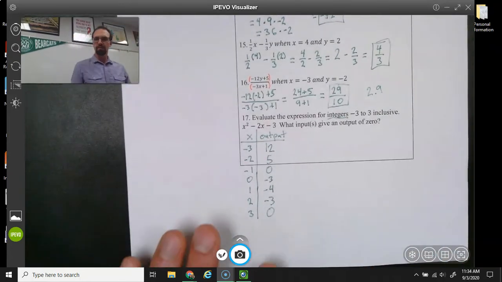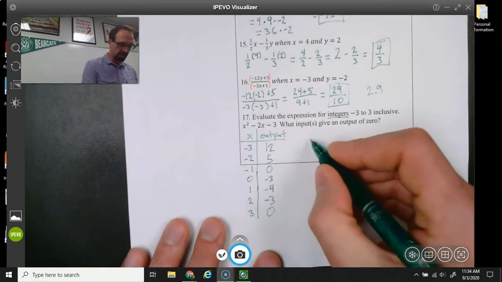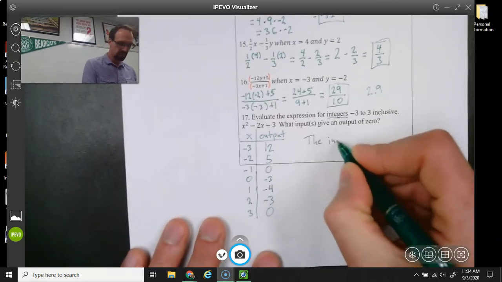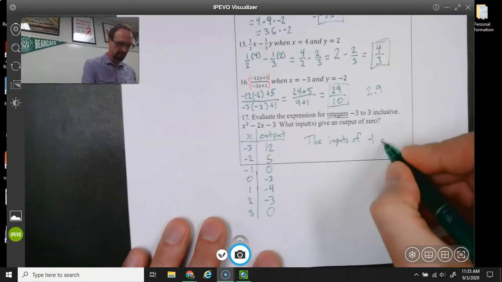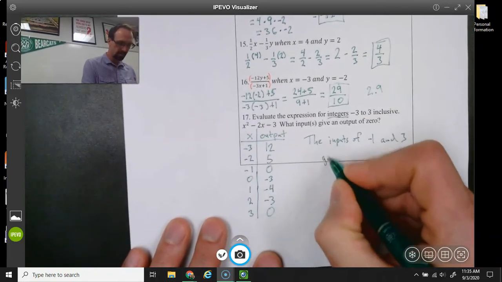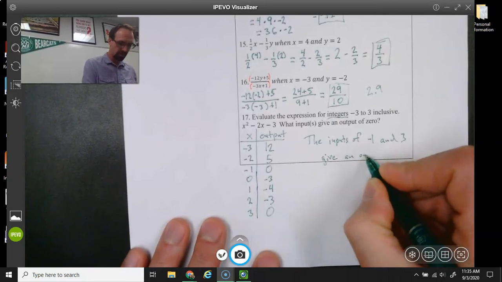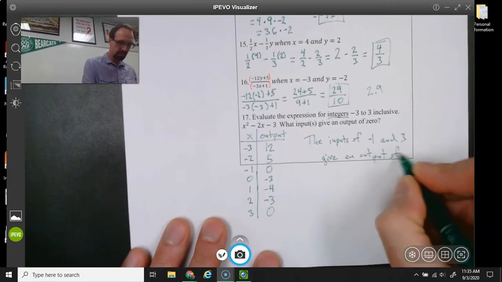So which values or inputs give an output of 0? So the inputs of negative 1 and 3 give an output of 0.